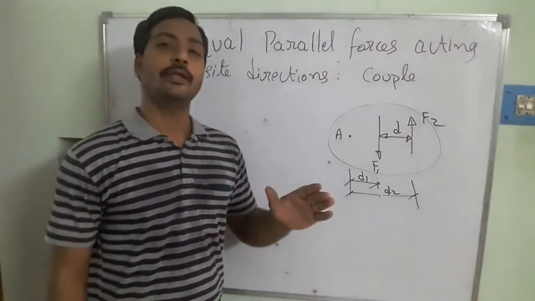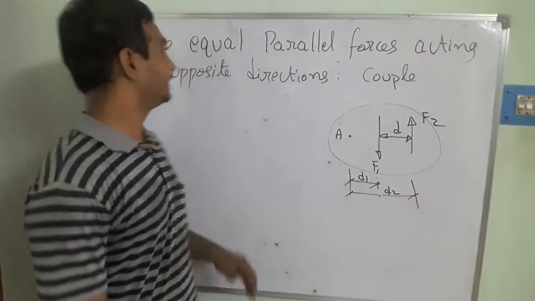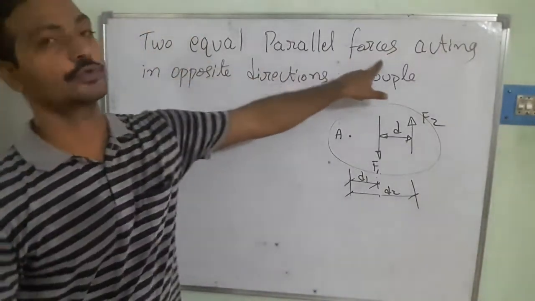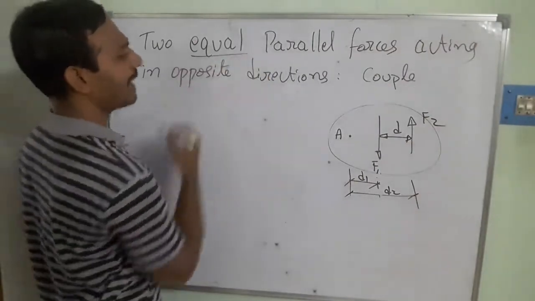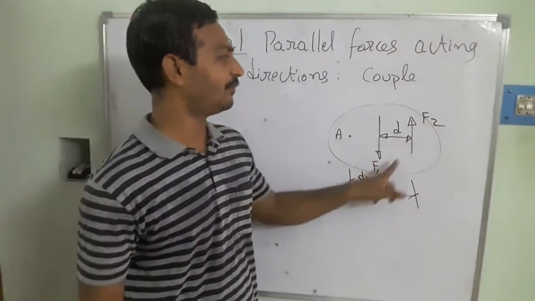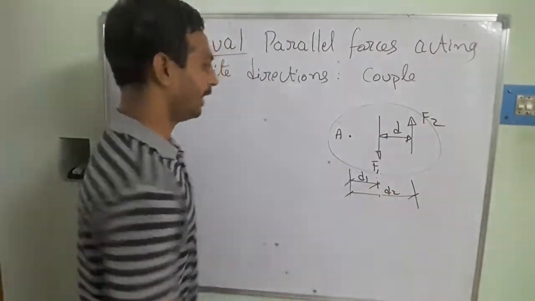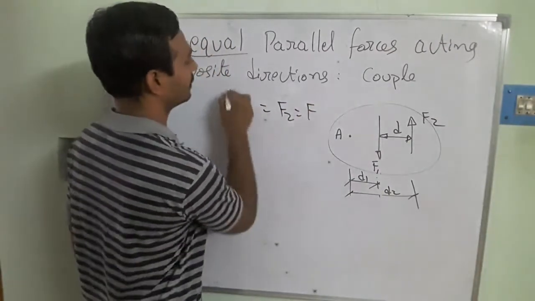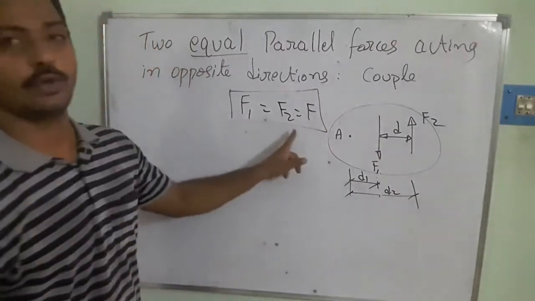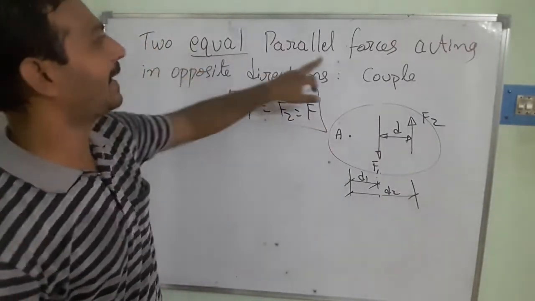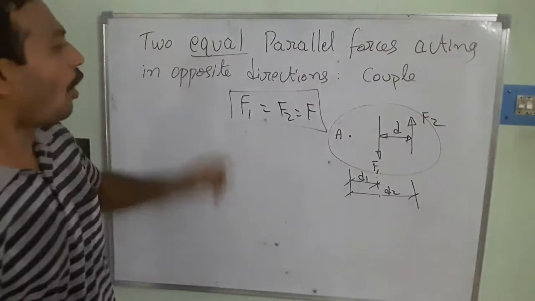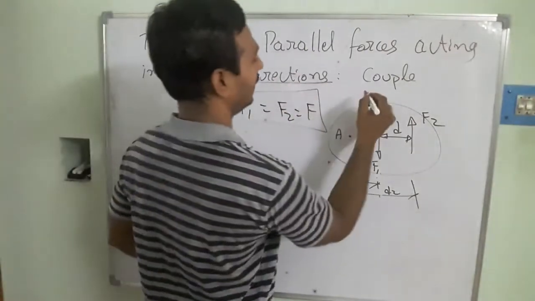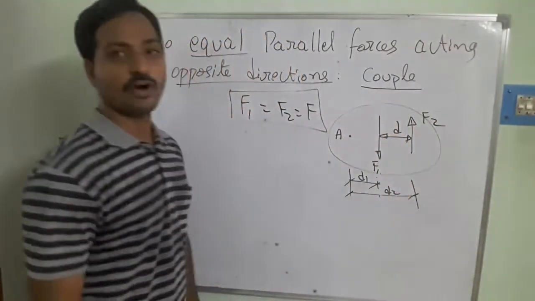Now we are going to try to find out what happens when there are two equal parallel forces. Two equal means they have the same magnitude. In this case, I have taken two forces, F1 and F2, so F1 is equal to F2. I can say F. Because these two have the same magnitude, they are two equal parallel forces acting in opposite directions, so they form a couple.